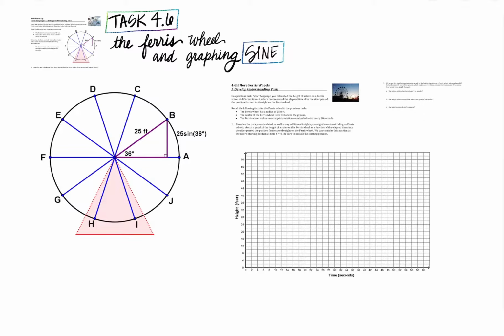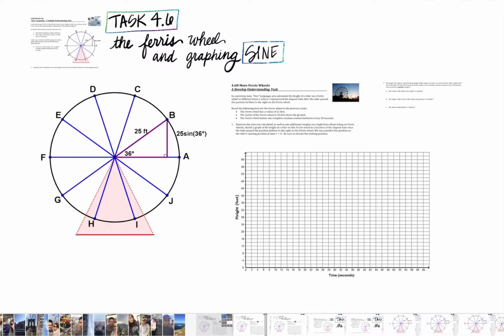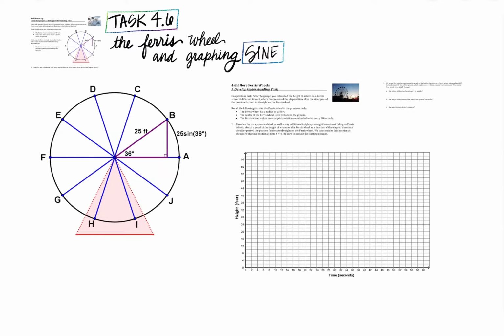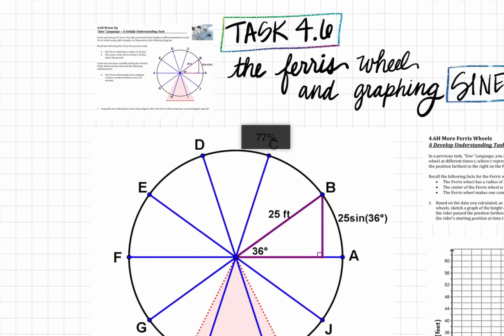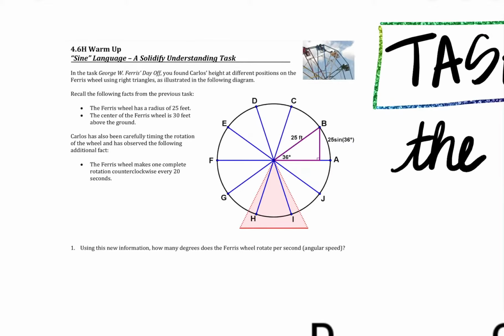But let's go ahead and dive into the task now by looking at the Ferris wheel problem that was presented to you in the 4.0 homework. You are riding a Ferris wheel. There are a few details that we're going to remind ourselves of. So first and foremost, this is what your task looks like, just making sure you're on the same thing as me. Let's remember all of those details about this Ferris wheel.